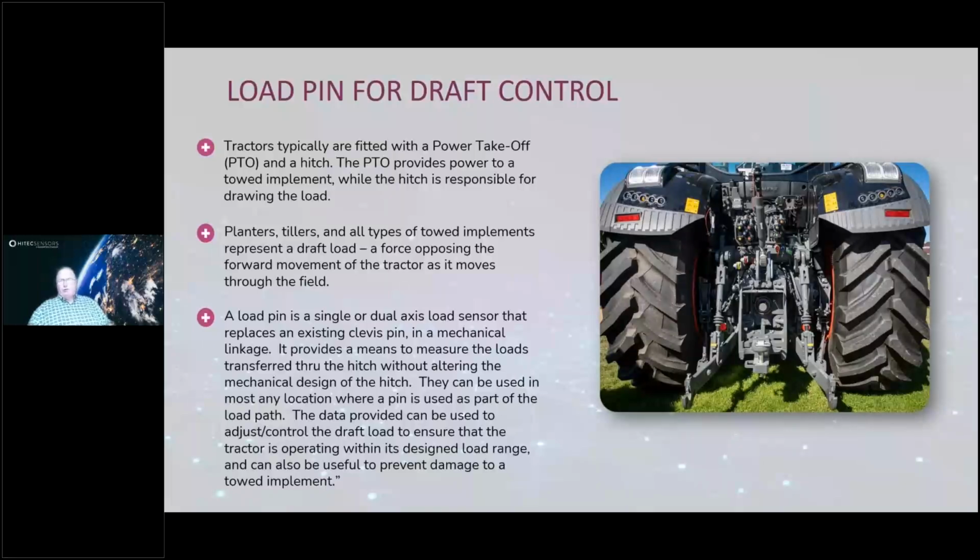The tractor, what you're seeing in the image on the screen, is what is typically known as a three-point hitch. You have two lower draw arms and an upper control arm. And then in the center here is a power takeoff unit, which is used to power the towed implement.